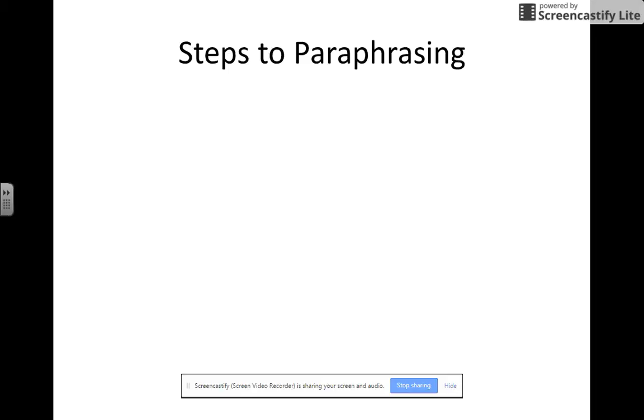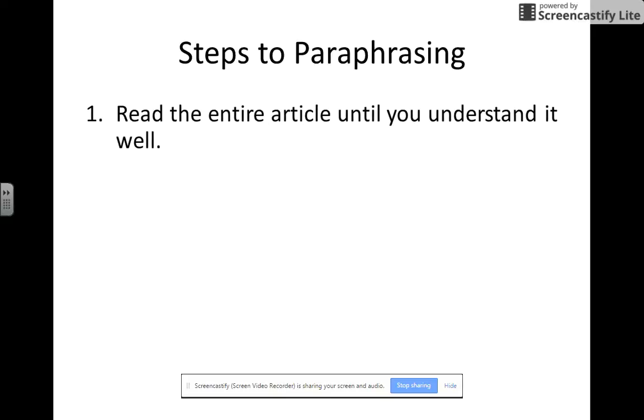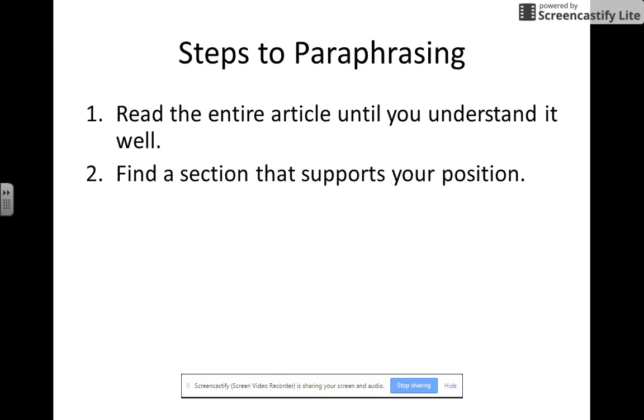So if we take a look at steps to paraphrasing, there are 3 main steps. And this first one seems obvious, but first thing you need to do is read the entire article until you understand it well. Because in order to put something in your own words, you have to understand what it's saying. So this includes those skills like rereading a section if you don't understand it, or looking up words you don't understand. After you've done that, you're going to find a section that supports your position or opinion.